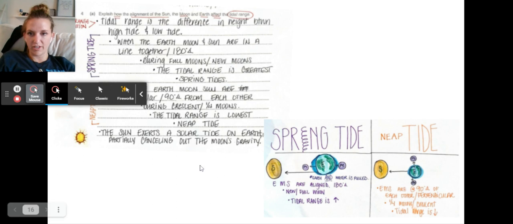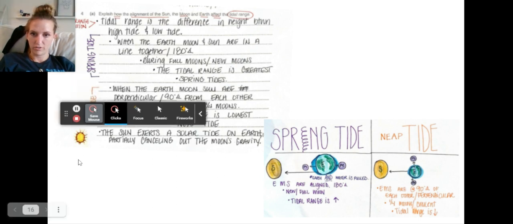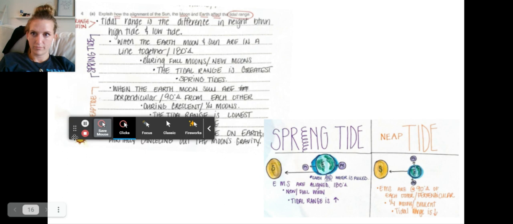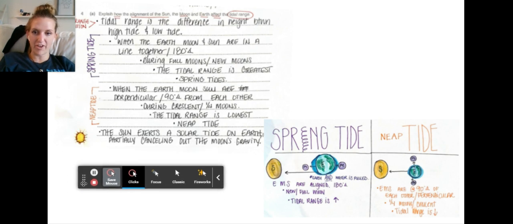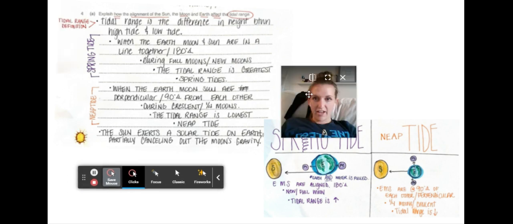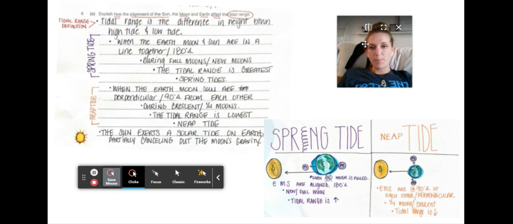Okay, this is the last slide, and this is the test question. You guys, it's like my cursor's moving too fast. Okay, so go for definition on here. Tidal range, it's going to be the difference in high and low tides. Measure in meters. Difference between high and low tides.